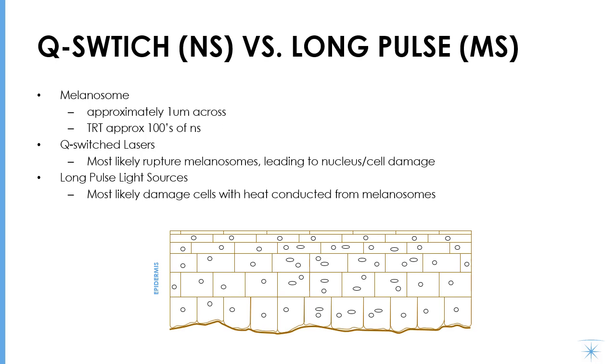Q-switched lasers. Whereas with the long pulse light sources, most likely they damage cells with heat conducted from melanosomes, and that's why they can target only epidermal pigmentation, as by the time we are at the dermis, the heat is going to be exhausted, the energy is going to be exhausted by absorption at the upper layers of the skin.